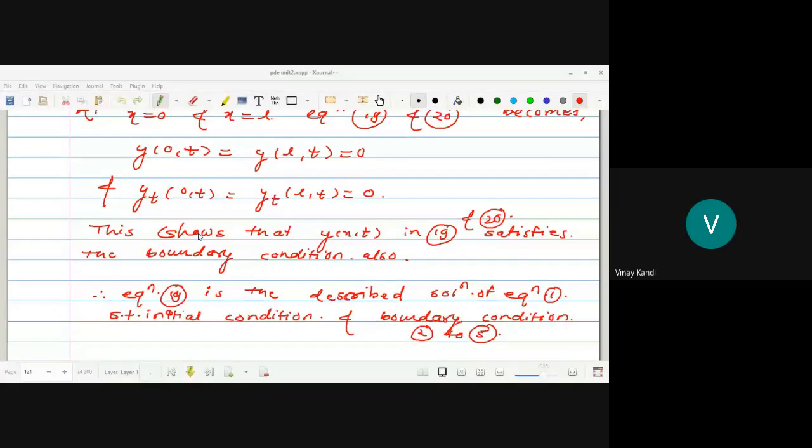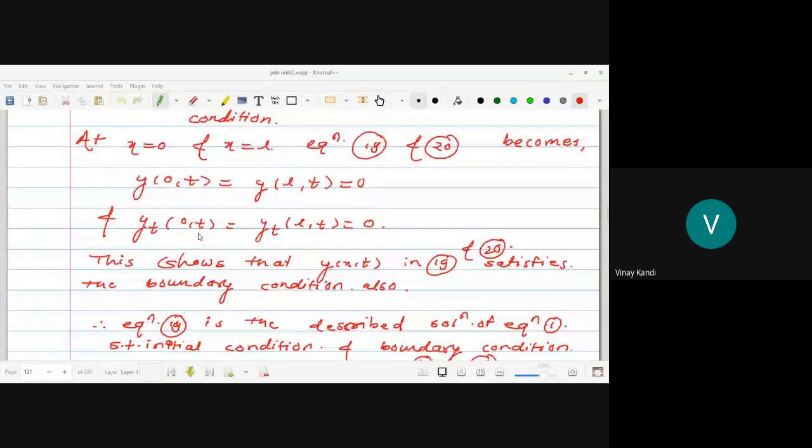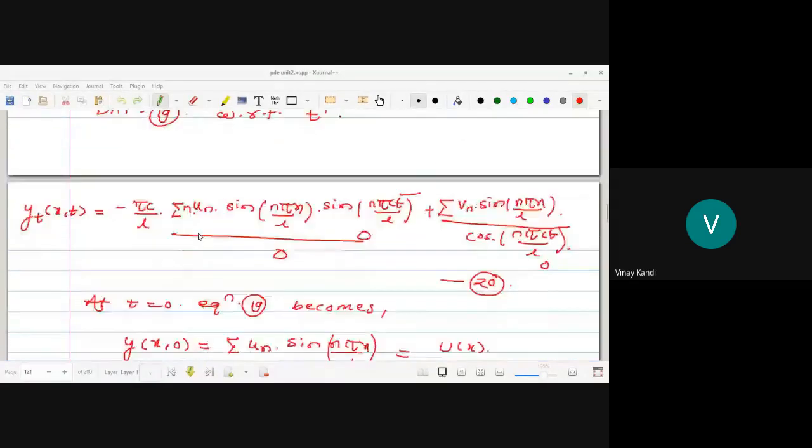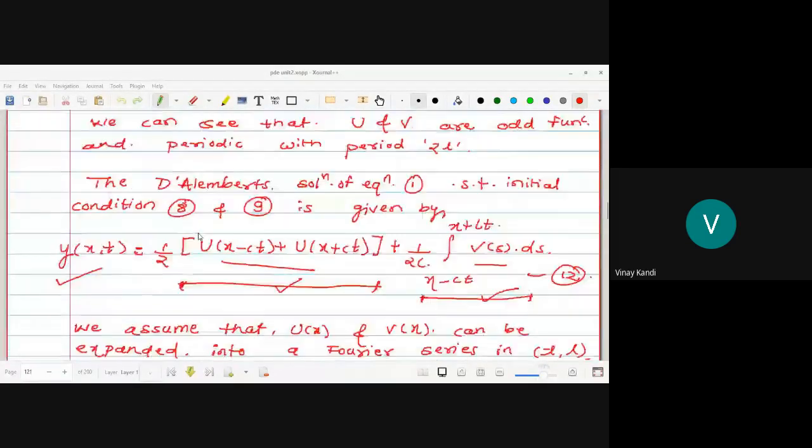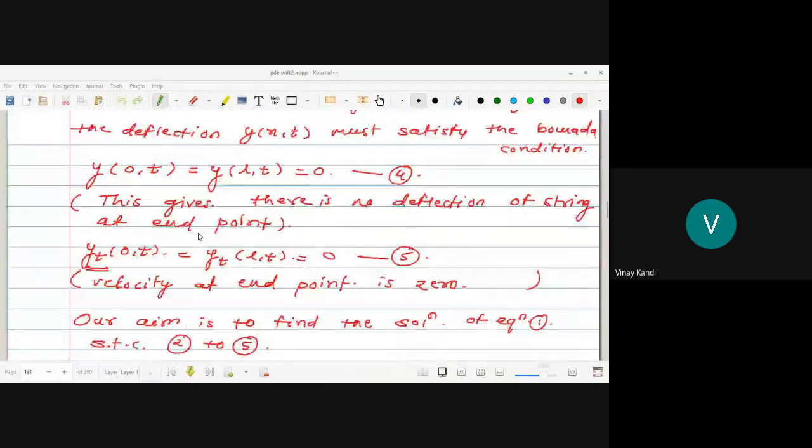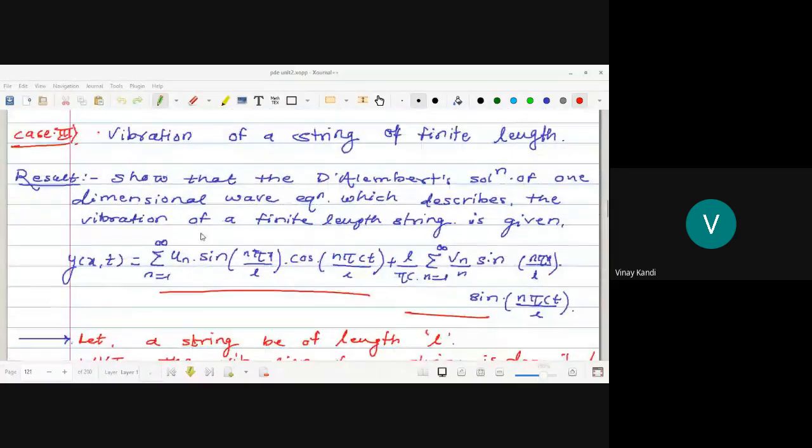Yes, sir. Okay, so in the previous lecture, we saw the solution of the second order partial differential equation for the vibration of a string of finite length. Okay, this one, the third case: show that the real-valued solution of the one-dimensional wave equation which describes the vibration of a finite length string is given by this equation.